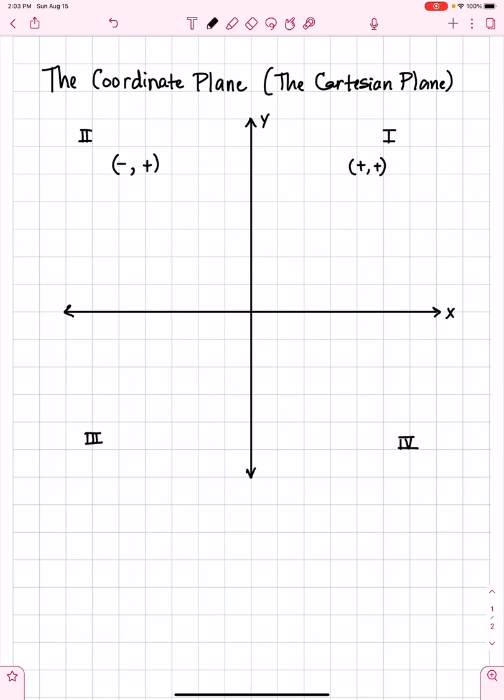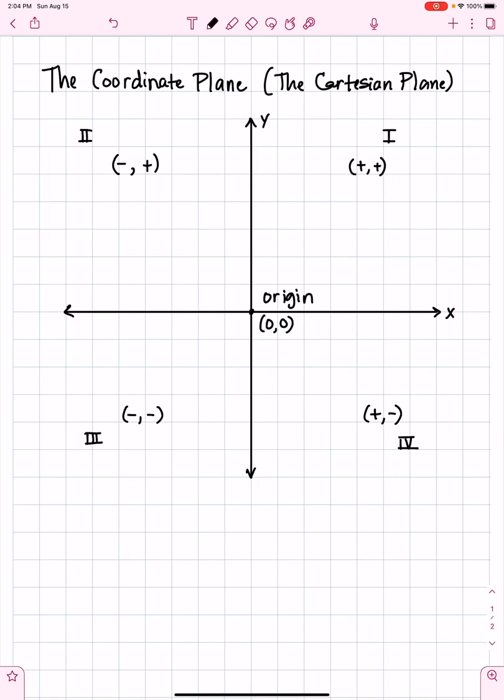As we move down into quadrant 3, both the x and the y values in our ordered pairs will have negative values. In quadrant 4, the x value in the ordered pair will be positive and the y value will be negative. And of course, we can't leave out the middle here. This is called the origin, if you can't remember that, and it's always the ordered pair (0, 0).